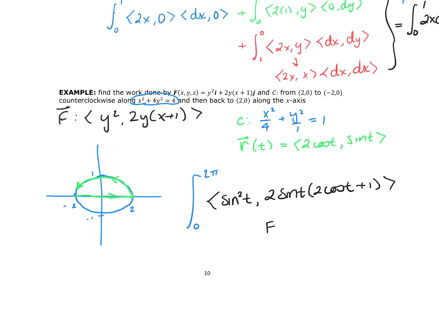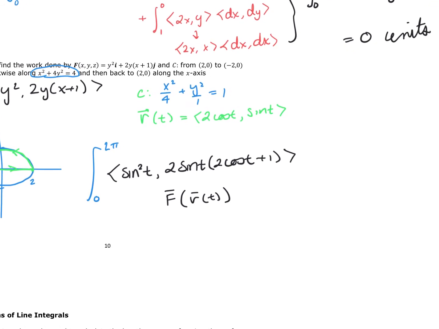So this is f of r of t. These are vectors. And then in this form, remember, I'm going to take the derivative of my r of t. So my derivative of r of t is going to be negative 2 sine of t, cosine of t. This is r prime of t, dt. I'm going to do the dot product like I normally do.